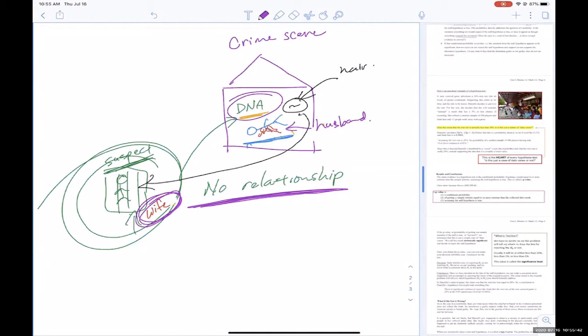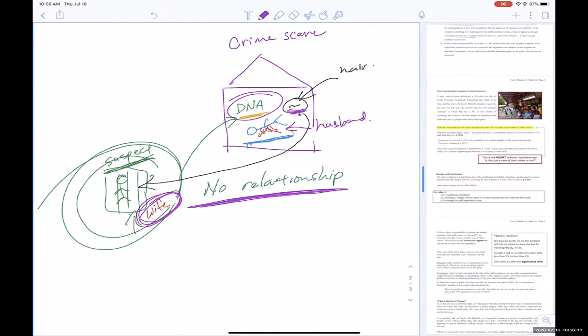Now, when they're going through the trial, they find evidence that her hair, her DNA, is in their home. Is that significant evidence? No. Why not? Because she lives there. Of course her DNA is going to be everywhere in that house. It's not significant evidence.